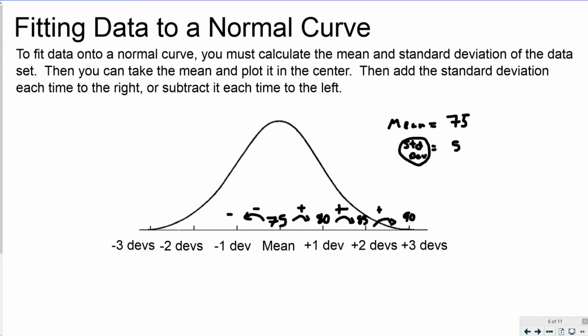So from 75, this would be a 70. And then I'm going to do it again and subtract, and this would be 65. And I'm going to do it again, and this would be another 5. So this would be 60. So that's pretty much the entire way that you would put your data on a normal curve.